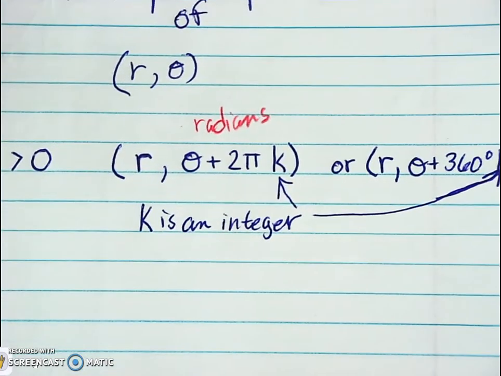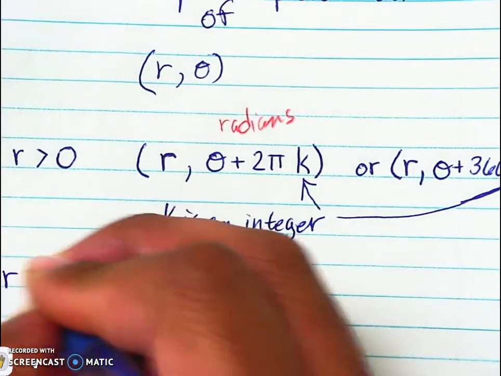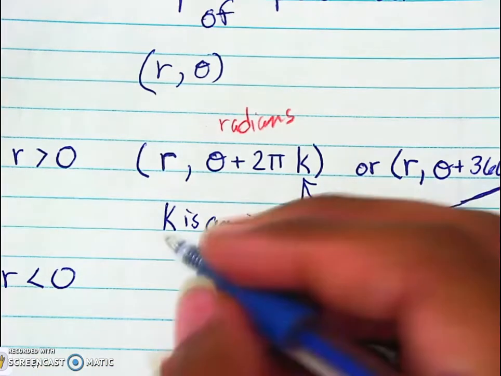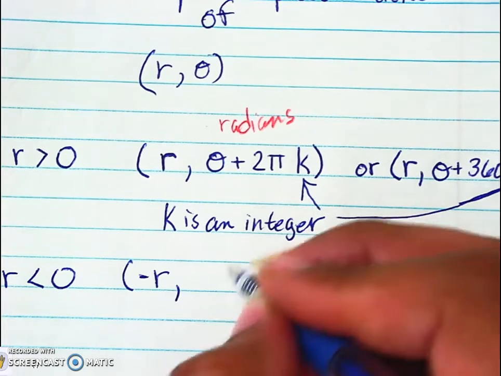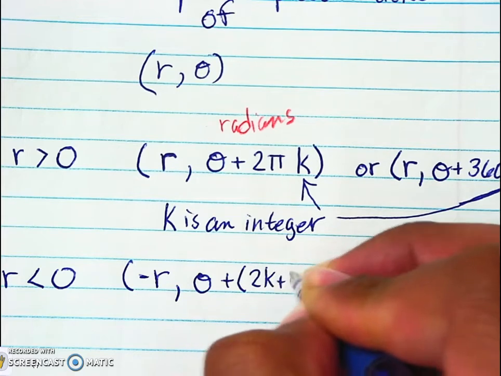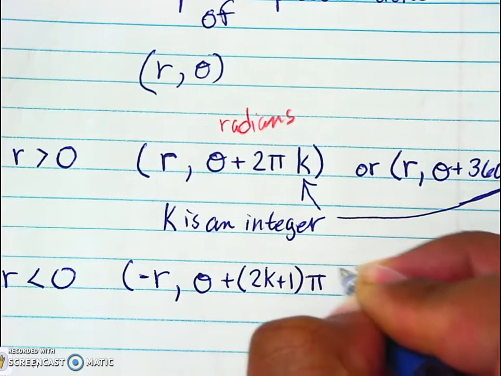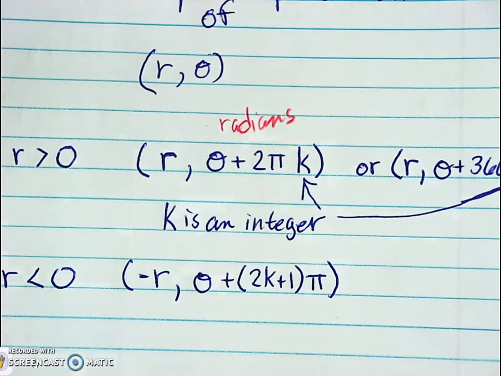Now, if you want R to be less than 0, which is negative, you can do this: a negative R, and theta plus (2k plus 1) pi. The whole reason it's this way is because, remember, you're having to back it up. That means you're adding pi to it, adding 180 degrees, because half the circle is 180.